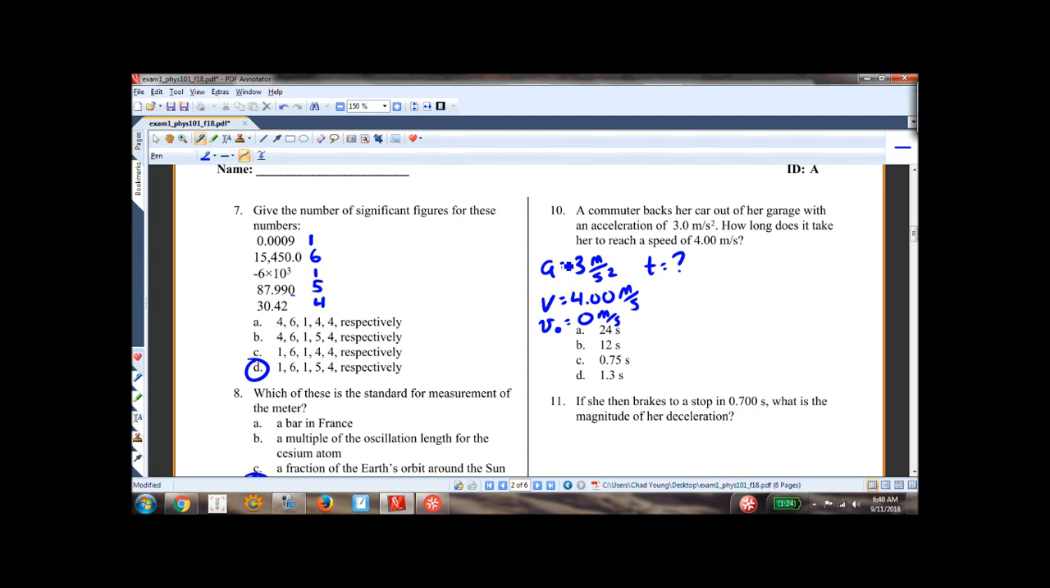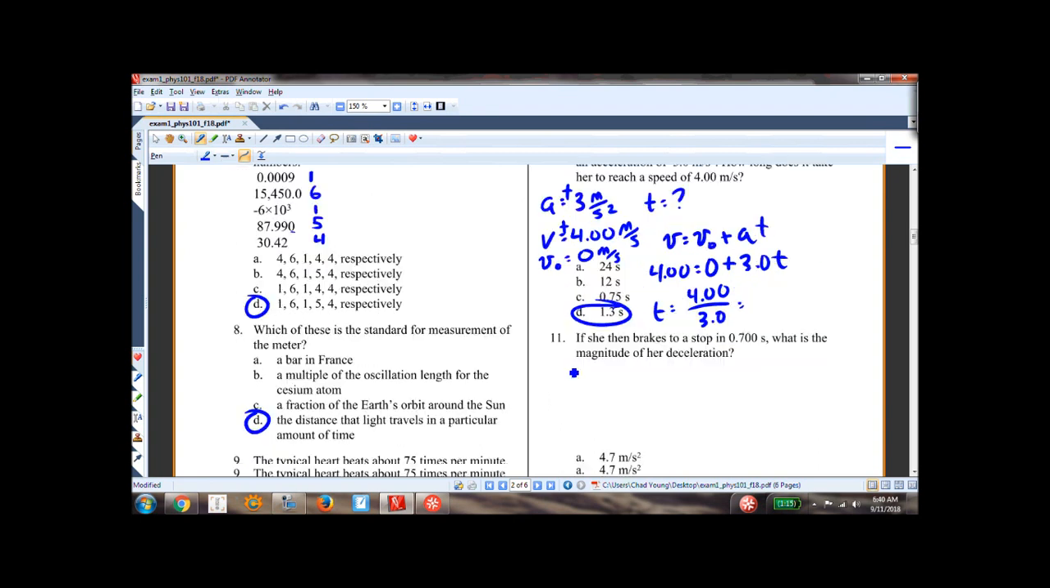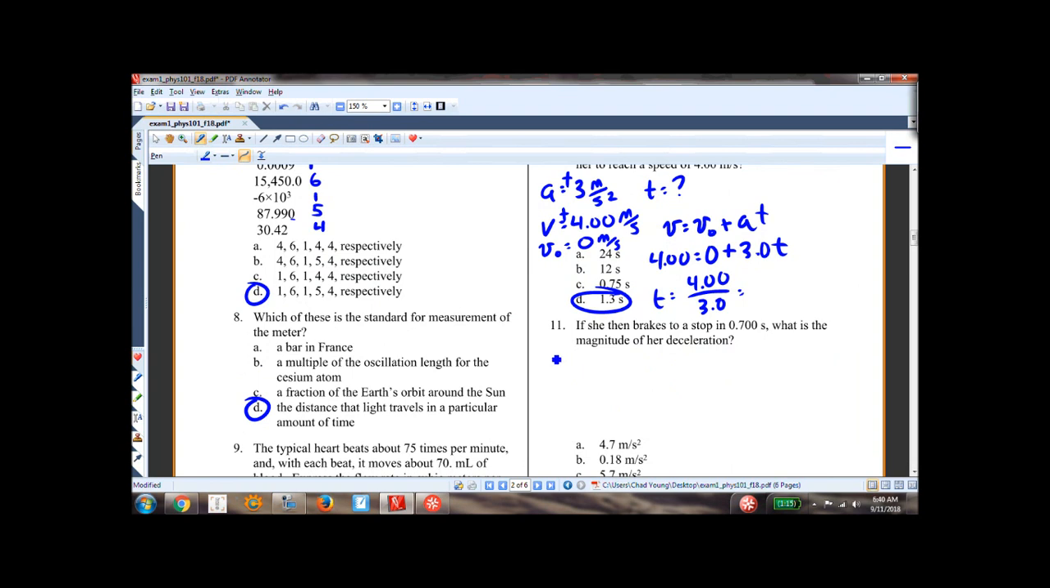I need to recognize here that the acceleration is positive and the velocity is positive. They're both in the same direction. She's speeding up, right? So I say V is equal to V naught plus AT. 4 is equal to 0 plus 3.0 times T. And so T is equal to 4 divided by 3. That's 1.3 seconds.